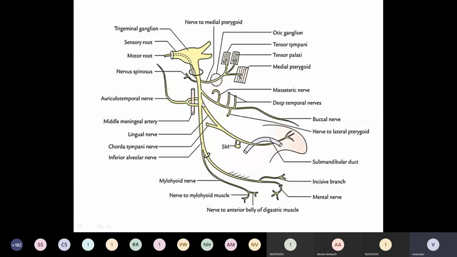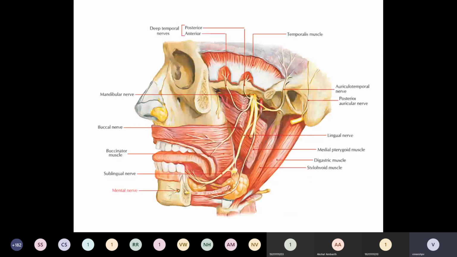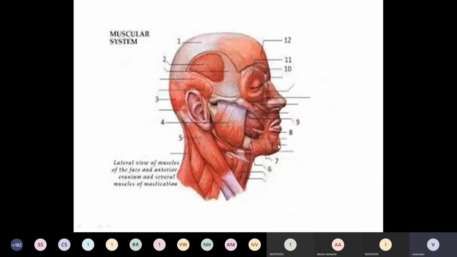Now we'll see the posterior division. The posterior division immediately divides into two: one is the lingual nerve, and the other is known as the inferior alveolar nerve. In this diagram, this part is known as the inferior alveolar region, the inferior alveolar arch of the mandible. Obviously the inferior alveolar nerve runs through the mandible. The other goes in front, anteriorly, to the tongue, the lingual nerve.